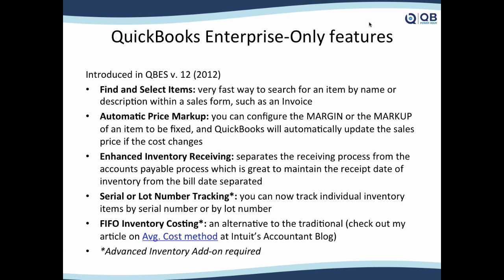Enhanced inventory receiving, which separates the receiving process from the accounts payable process. Therefore, an item receipt stays as a separate document or a separate transaction than the bill. And that is big sometimes because we don't want the warehouse people to be receiving bills. We want them to do item receipts, and we want the accounting to do the bills, and we want to have a different transaction date for receiving the bill versus receiving the inventory. Then serial and lot number tracking and FIFO inventory costing were added in 2012 with the Enterprise add-on.